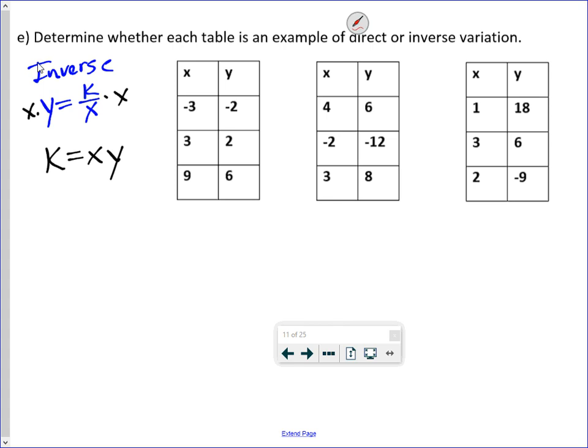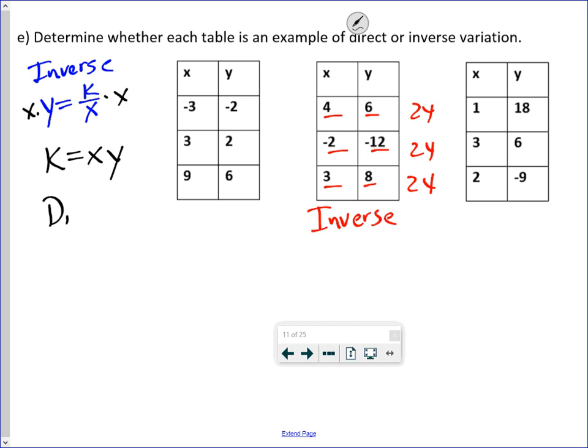Let's try this one. This is 24. This is 24. This is 24. So this is inverse variation. Here, this is multiplying them. That's 18. That's 18, but that's negative 18. So that is not inverse variation.